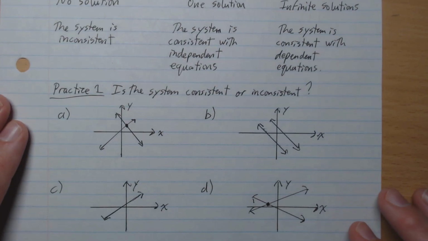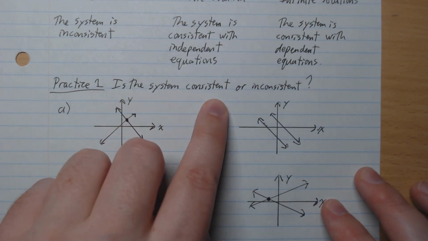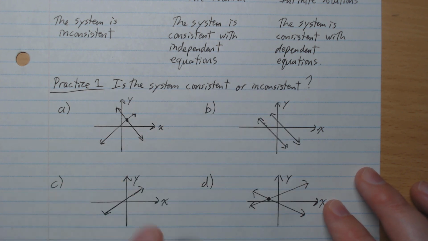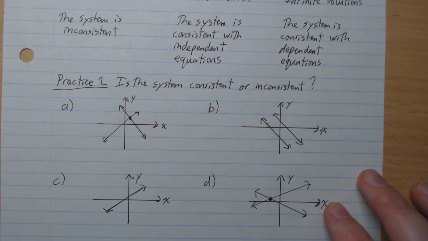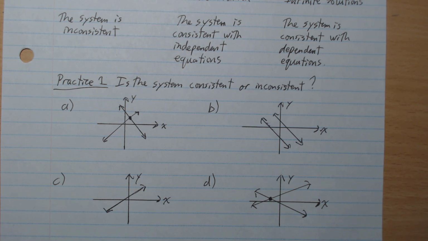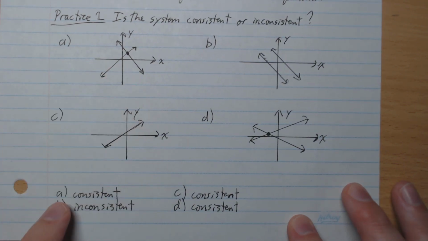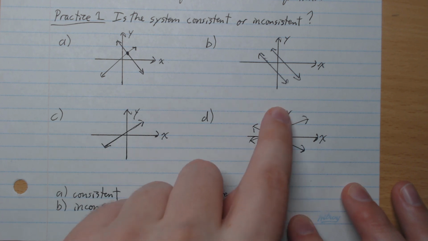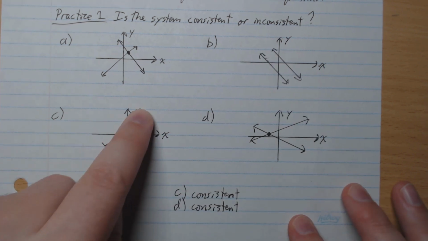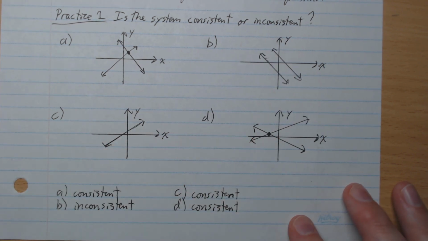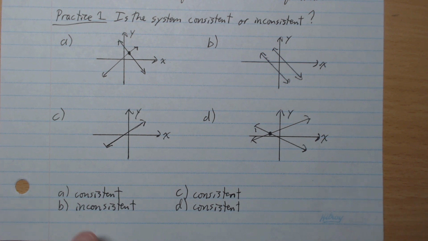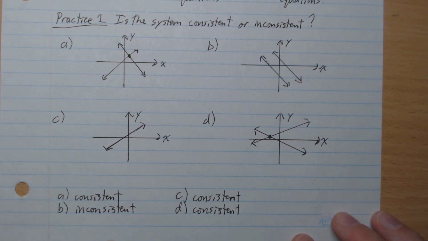Okay, so let's do a little bit of practice here. Is the system consistent or inconsistent? A, B, C, D. Go ahead and pause the video and answer that. Okay, so A is consistent, B is inconsistent, C is consistent, and D is consistent. This is some of the language that we use when we're talking about linear systems.